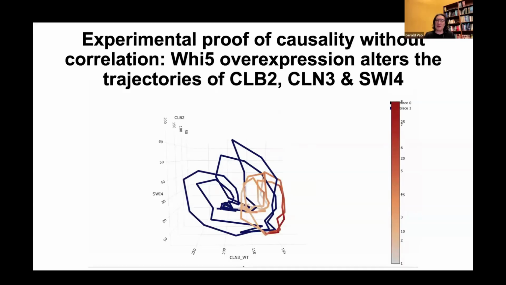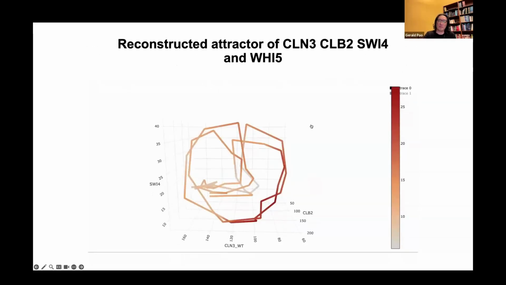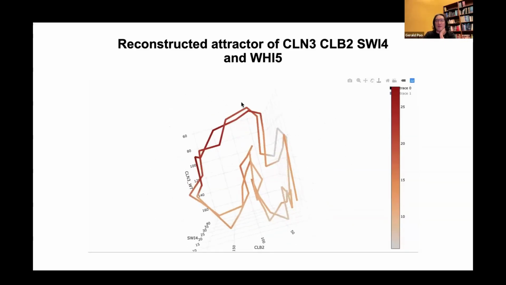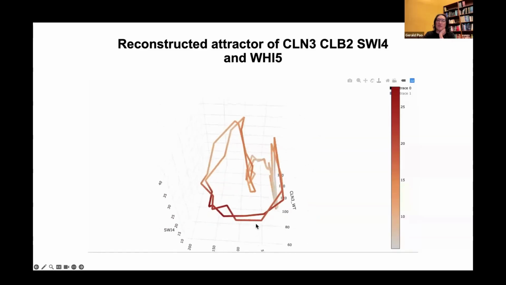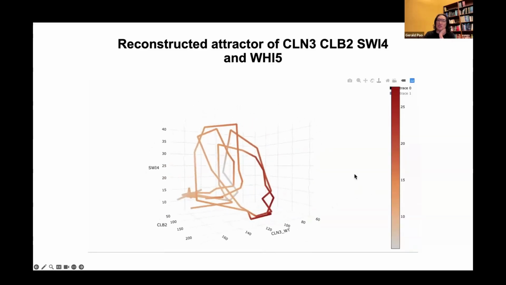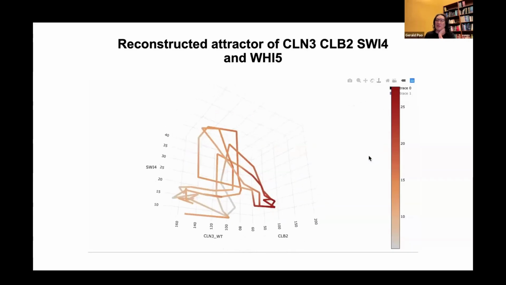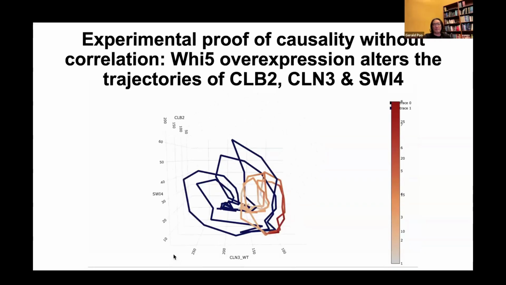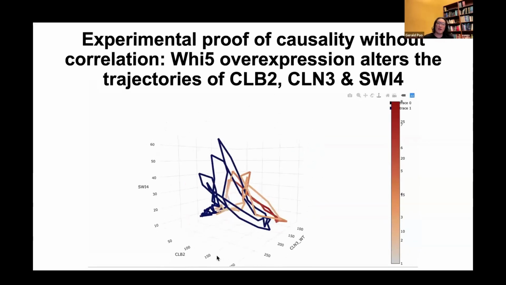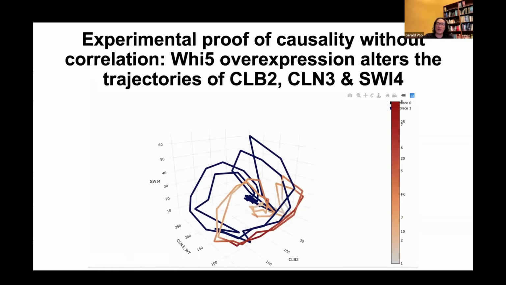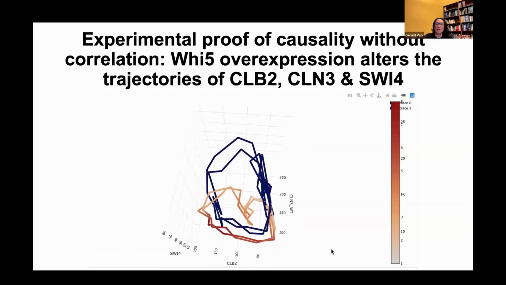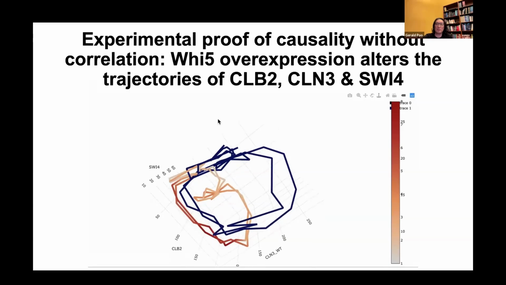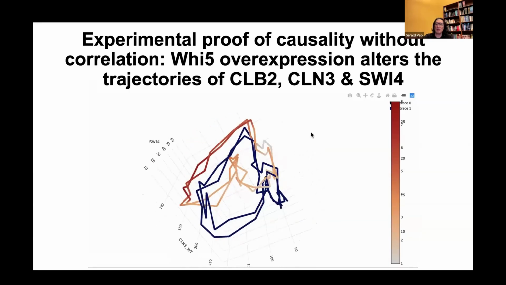These things I'm saying have no correlation to each other, less than 10% correlation. But if I do an experiment where I alter one of them and the other ones respond to it and change their trajectory, that would be an experimental proof of causation without correlation. If you look here, the blue line is when I overexpress, making high amounts of the red gene, and the response of the other genes is the blue line. So the trajectories change. This is an experimental proof that there's causation without correlation, because there's cause and effect.